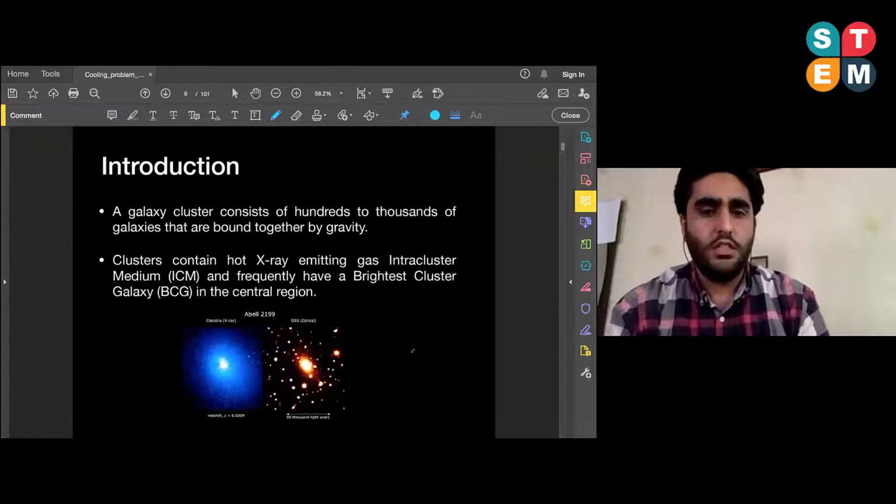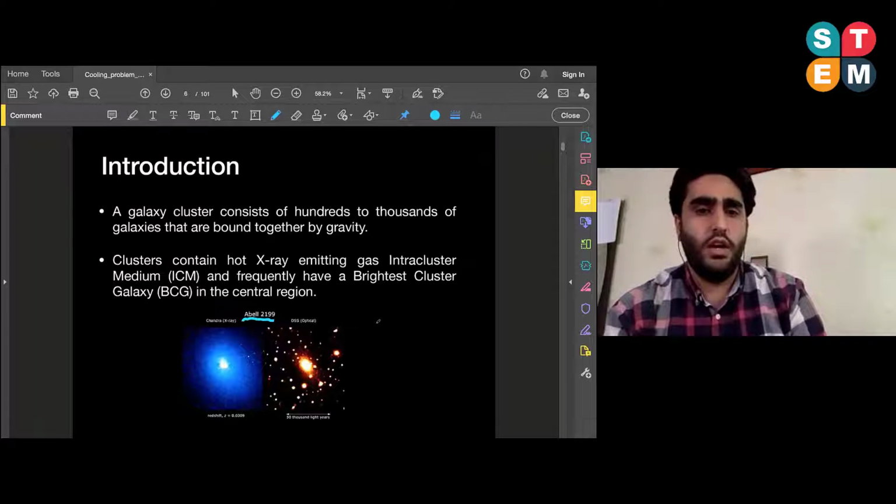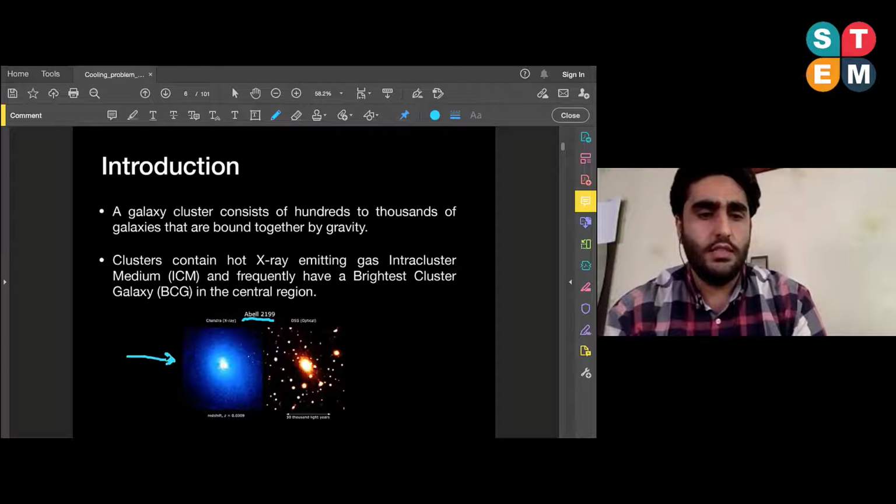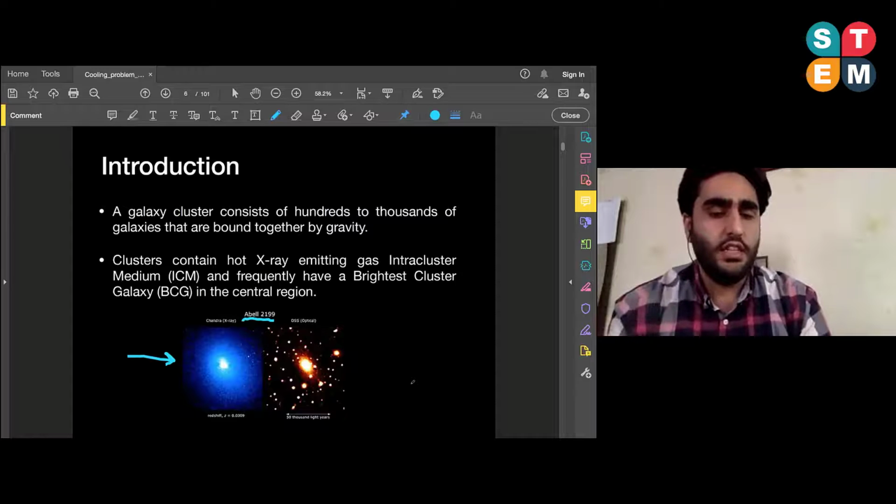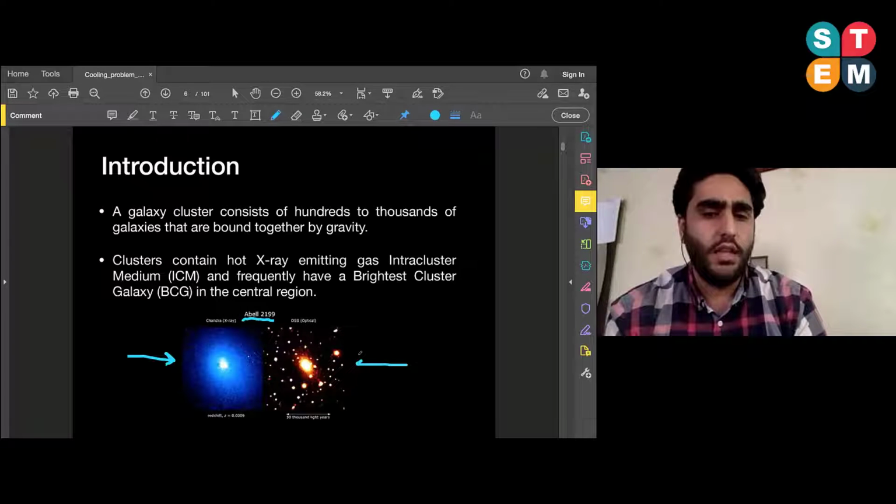And in this image, I have brought you two images of the same cluster of galaxies, which is Abell 2199. On the left-hand side of this image, you can see this cluster in the X-ray band. And on the right-hand side, you can see the same cluster in the optical band.